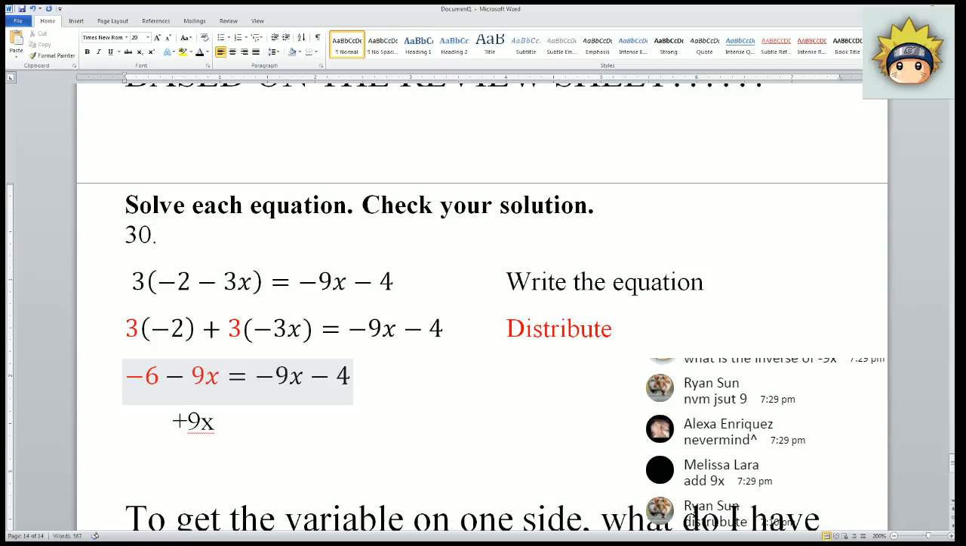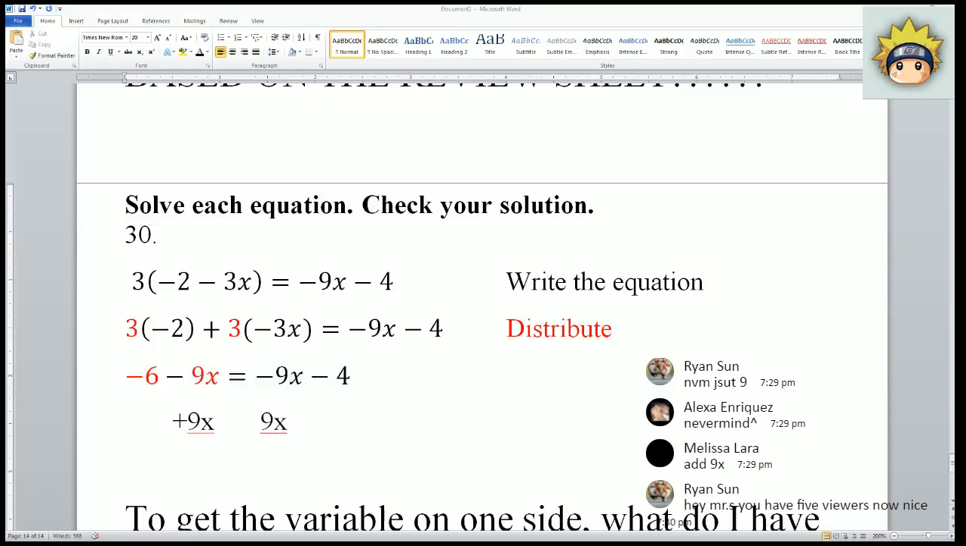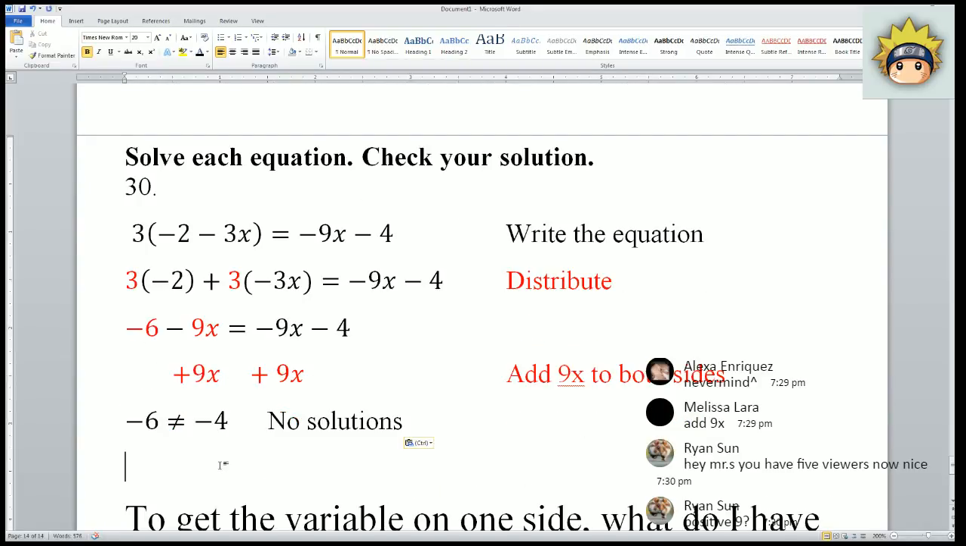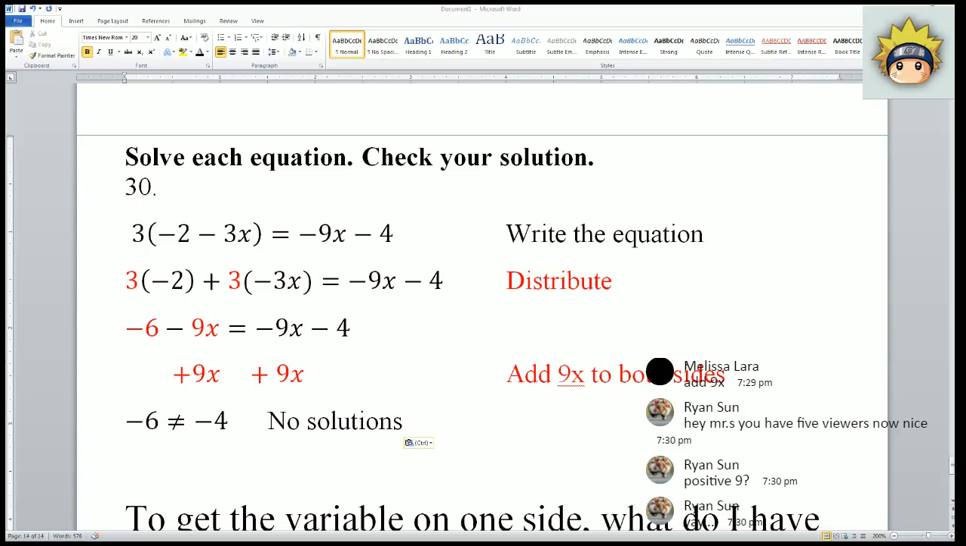Add 9x. Okay. Then what happens? We should see that it is... Boom! No solution! Say no solution. Because the variable disappears and the negative 6 does not equal negative 4. Right? Negative 6 does not equal negative 4. That is why it's no solution. There's no world that negative 6 equals negative 4. That's why it's no solution. Okay?